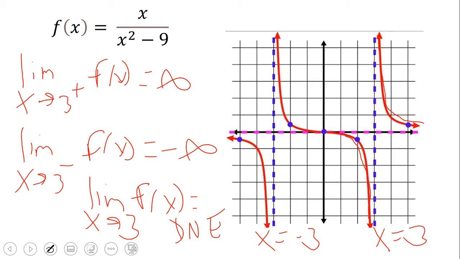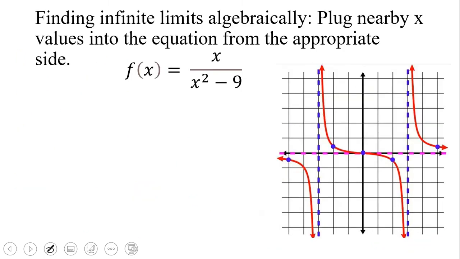So that's your first option for finding infinite limits for rational functions, which is really the majority of what tonight's homework is. You can either create a graph by hand or using the graphing calculator. It doesn't matter which one you do, as long as you're able to interpret it. And then the second way, so notice this is the same equation, is you can do so algebraically. In order to do so algebraically, you have to plug nearby x values into the equation from the appropriate side.